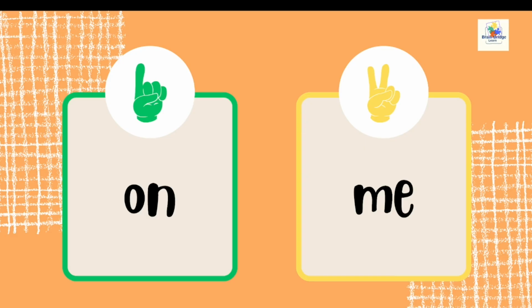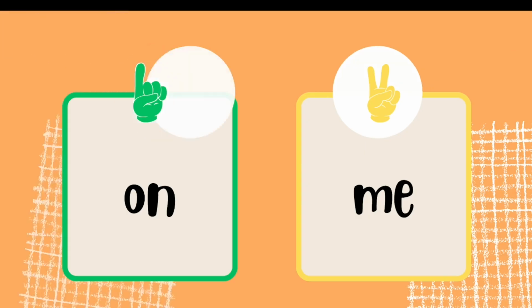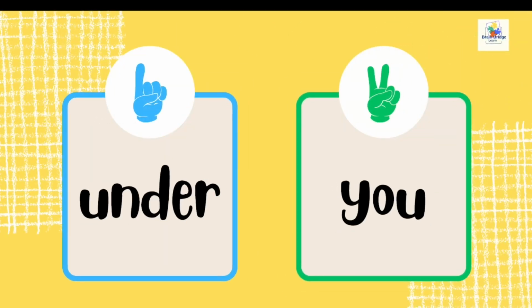1, 2, 3. Time's up. What do you all think? Is the one finger correct or is the second finger correct? Comment down. I will give all the answers at the end. Until then, comment. Next we have under, you. First finger for under, second finger for you. 3 seconds.